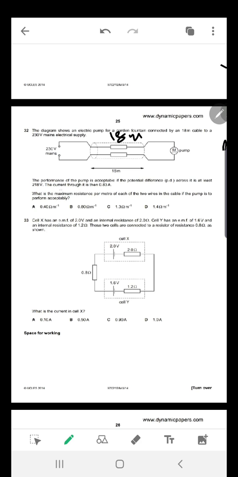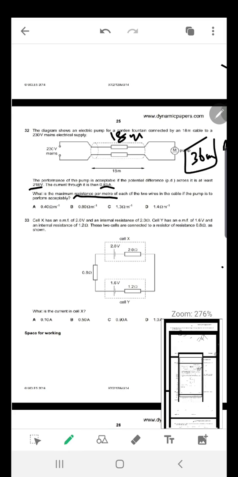The current through it is 0.83. What is the maximum resistance per meter, not only resistance, of each of the two wires in the cable if the pump is to perform acceptably? First, let's see how many meters of cable we have. It is 18 plus 18, which is 36 meters in total. So whatever resistance you calculate, you just divide it by 36 and you will get the resistance per meter. Let's do it using Ohm's law.